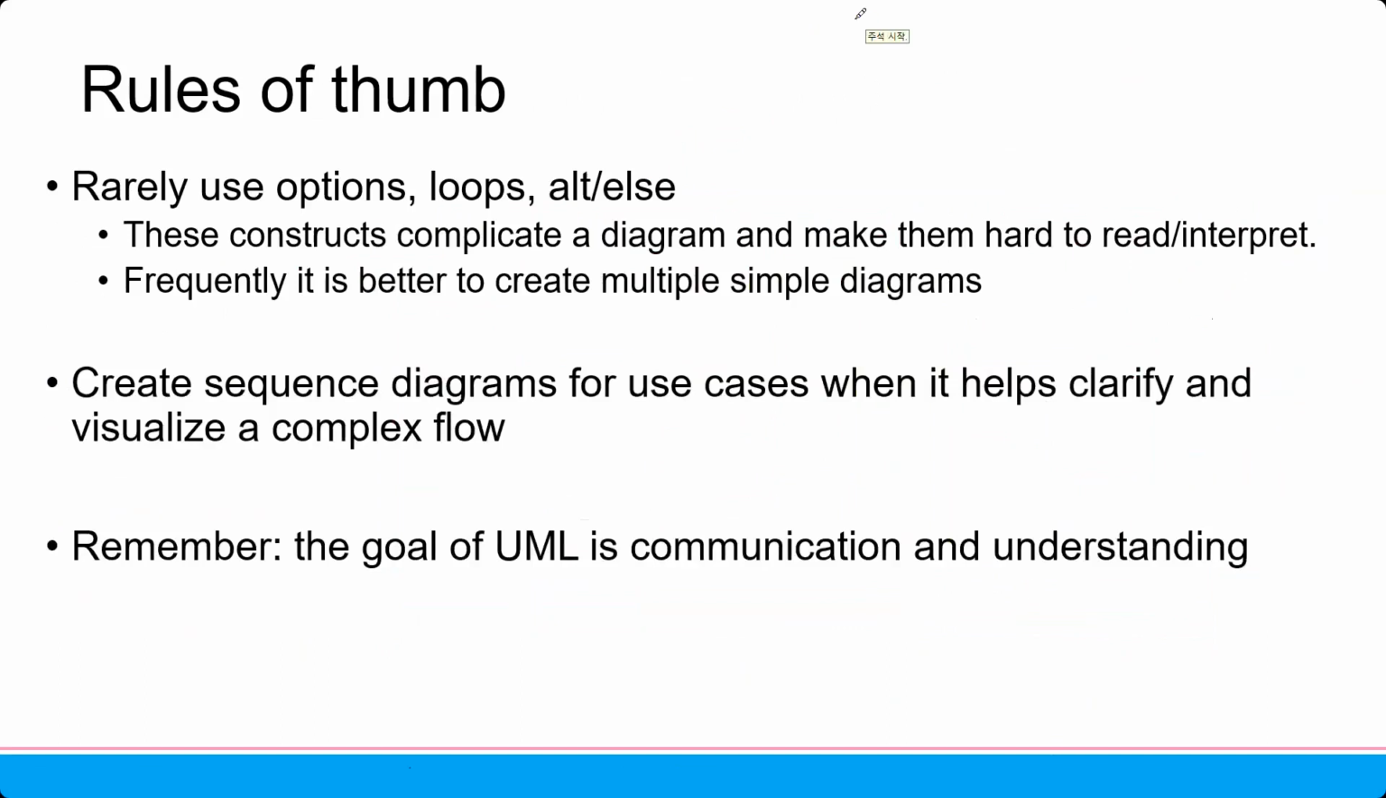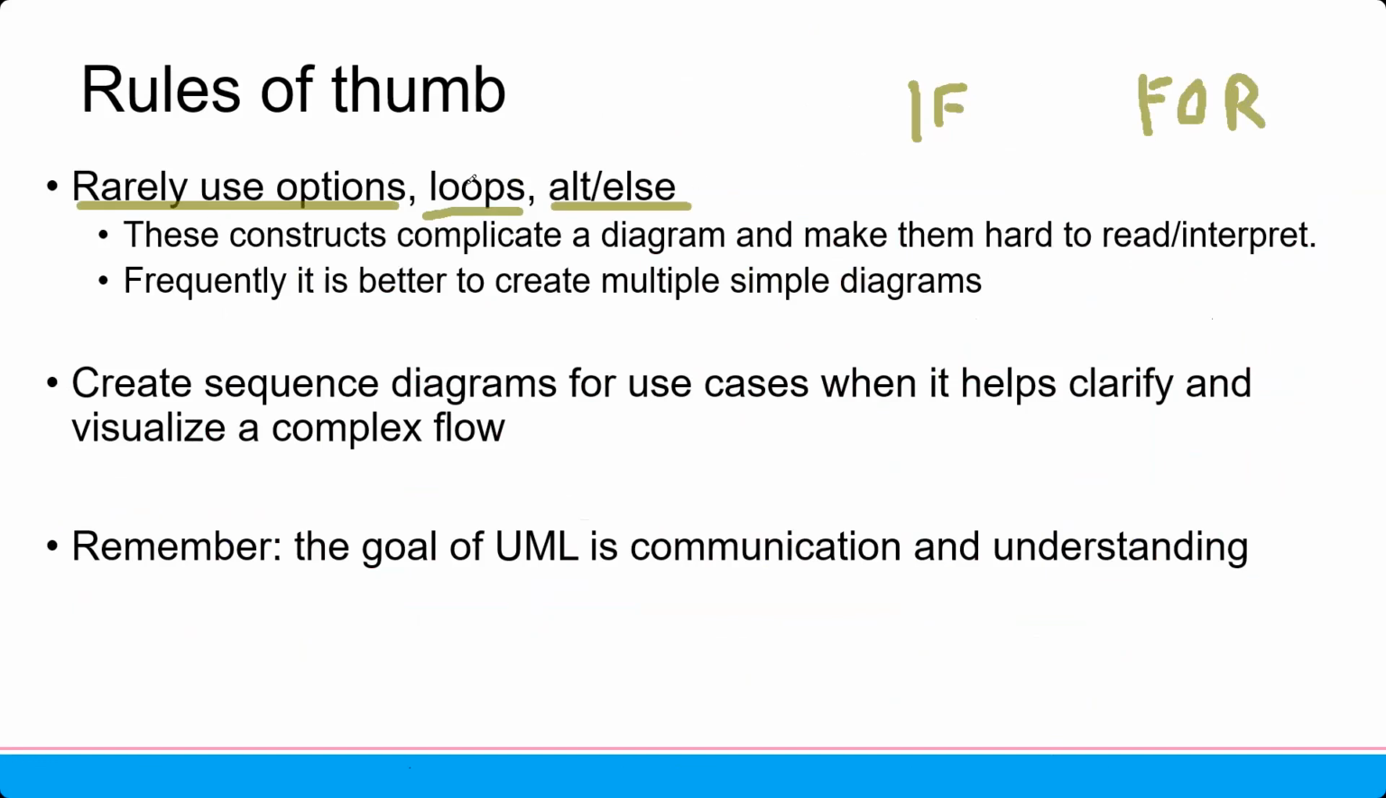So the rule of thumb. When we do the sequence diagram, rarely use option. It means we do not use something like if. So the condition, we can just remove. Loops, for example, a for loop or something, we don't specify any for loop in the sequence diagram. Or maybe some alternative else, if else, we don't do that. So we just draw an arrow.